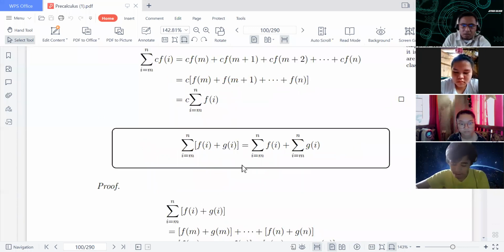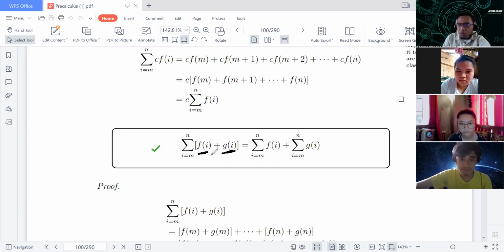Next formula that you're going to familiarize yourself with is this. If you have two functions, say f sub i and g sub i, and you are taking the sum of that, the summation of the sum of the two functions, where i ranges from m to n, is just equal to the summation of the individual functions. What does it mean? It means if you are given the sum of two functions, you can also distribute the summation. Summation of the first function, then summation of the second function. Clear? I think that is very clear.